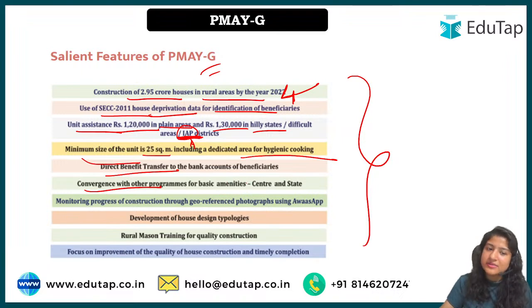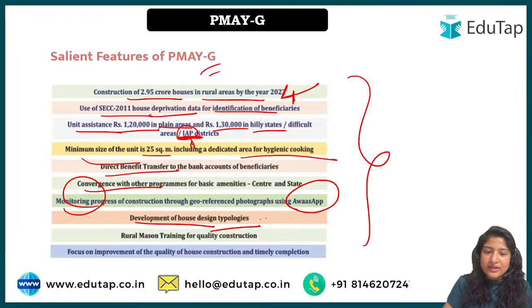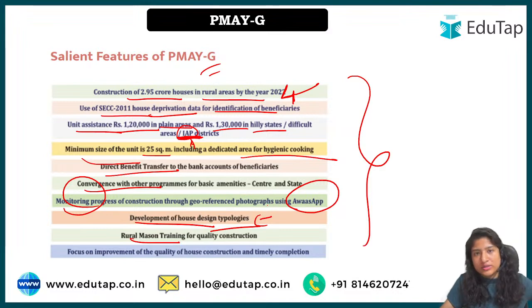Convergence of other programs we have already studied. Monitoring progress we have studied through the Awaas App and AwaasSoft, right? Then development of house design typologies. Basically there are two other things that go under this. Under the scheme, beneficiaries would have to take care of how they are going to build the houses under this 25 square meter area, right? So for them they have come up with various house designs which people can follow. And another is the mason. Who is a mason? The one who actually builds the house is known as a mason. Some training will be provided to them so that they can make good solid houses.